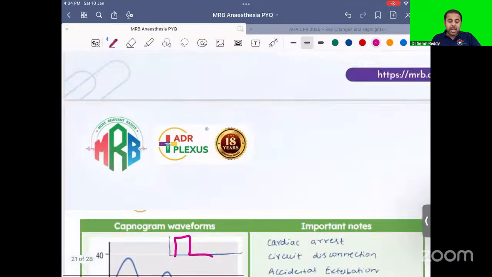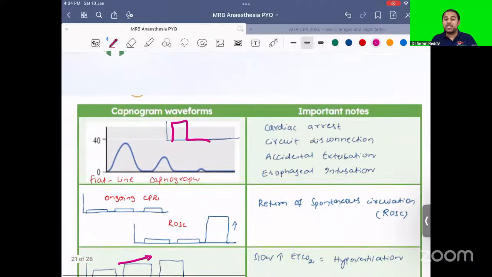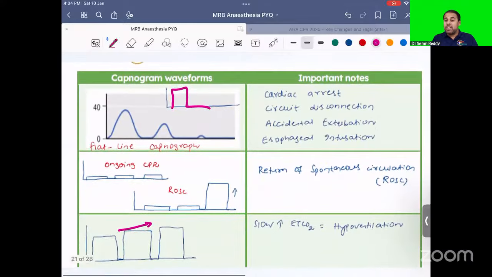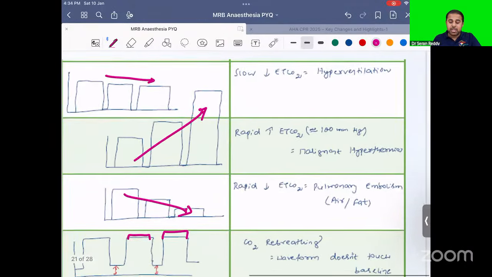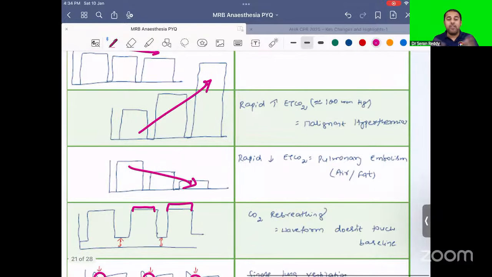Then flatline capnogram is seen in cardiac arrest, circuit disconnection, and accidental extubation. Return of spontaneous circulation shows a sudden increase. Slow increase in EtCO2 is seen in hypoventilation, slow decrease in hyperventilation, rapid increase in malignant hyperthermia, rapid decrease in pulmonary embolism, air or fat. In CO2 rebreathing, the waveform doesn't touch the baseline. This should be in your tips.